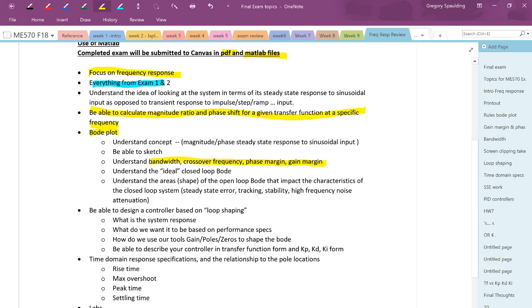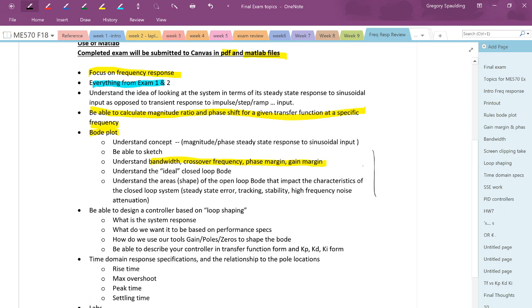Okay, bandwidth, remember, comes from the closed loop and is found on the closed loop Bode where the magnitude plot crosses minus 3 dB. The phase margin and gain margin are from the open loop, and the phase margin is found at the crossover frequency. The gain margin is found at the minus 180 crossover frequency. And so be able to identify those and find the magnitude of those on a typical Bode plot like we did in the homework. Understand what the ideal closed loop Bode looks like.